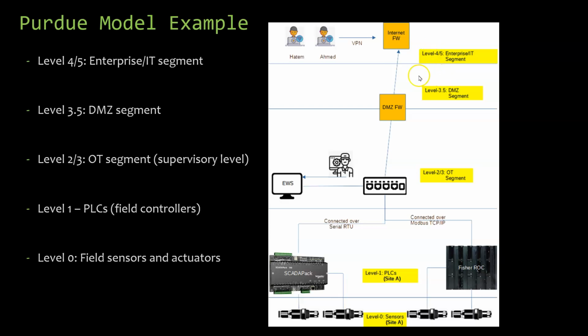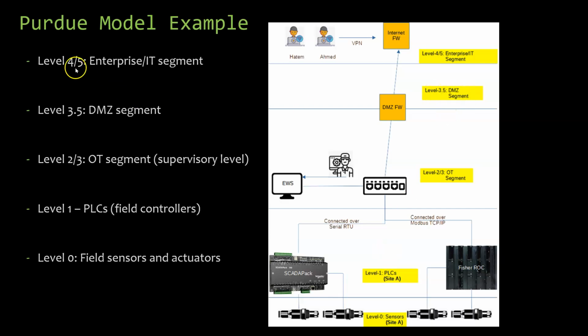Okay, and then there is a DMZ segment between the enterprise and the OT or the ICS, the supervisory and the field level. So assume this is the supervisory level, we call it the OT segment. It occupies level 2/3, and the field level, which occupies level 1 and level 0. Okay, and there is a DMZ, like level 3.5.